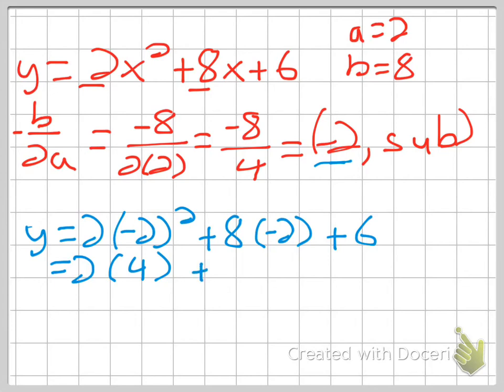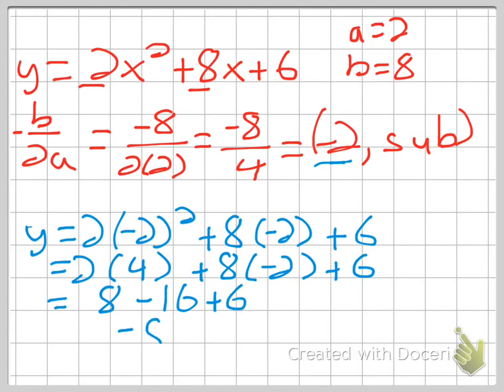You know what? I'm just going to show extra steps. That's okay. So now I get 8 minus 16 plus 6. Negative 8 plus 6 is negative 2. So this time, my x value and y value are the same. So my vertex is (-2, -2).